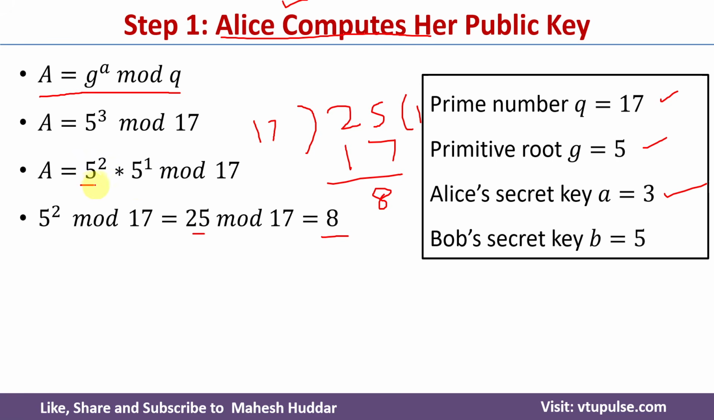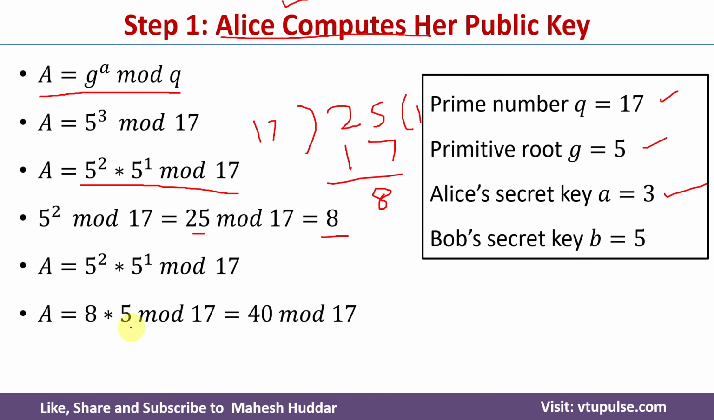Next we will calculate 5^2 multiplied by 5^1 mod 17. Here we know the 5^2 value, that is 8. So 8 times 5 mod 17; 8 times 5 is 40. 40 mod 17 we will get as 6, that is the A value. A is nothing but Alice's public key.